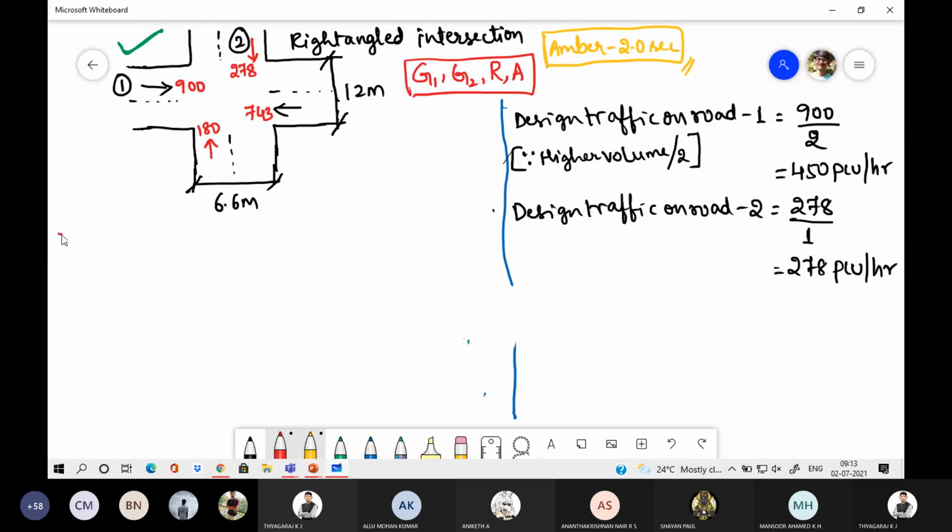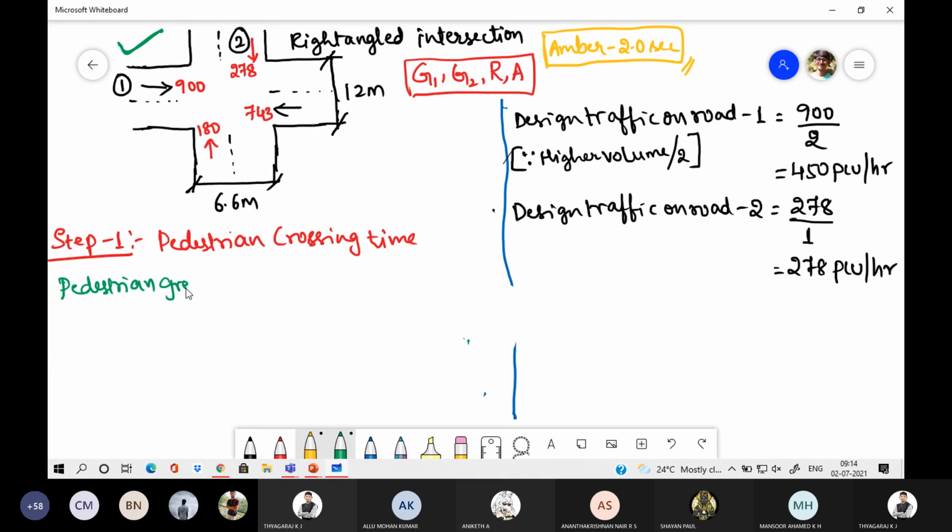Step 1: Pedestrian crossing time. Now, you can observe here. So, I will write first, pedestrian green time for road 2.